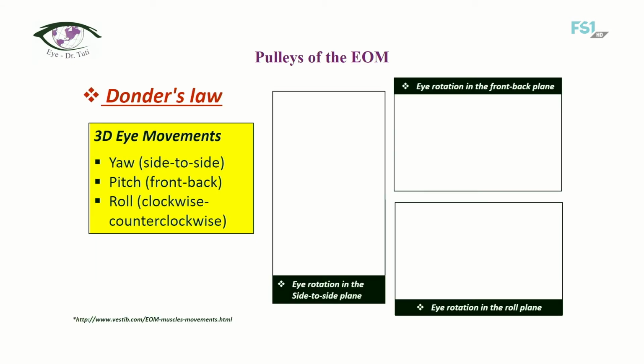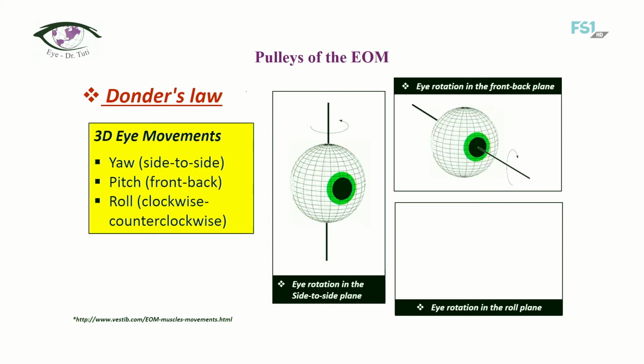Donders' law. What is it about? Donders' law states that there is only one torsional eye position for each combination of horizontal and vertical eye positions. The extraocular muscles have the ability to move the globe of the eye in 3 dimensions. Those directions are 3D eye movements: yaw, side to side, pitch, front-back movement, and roll, clockwise, counterclockwise movement.